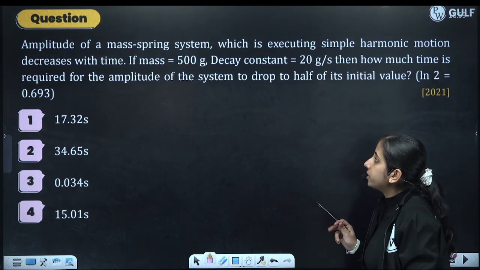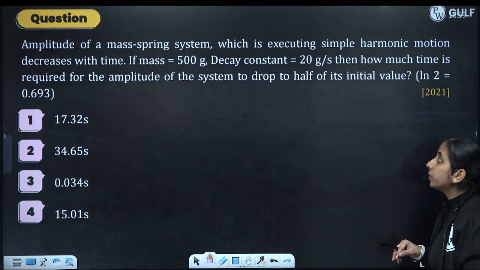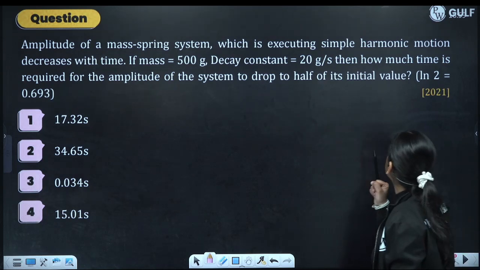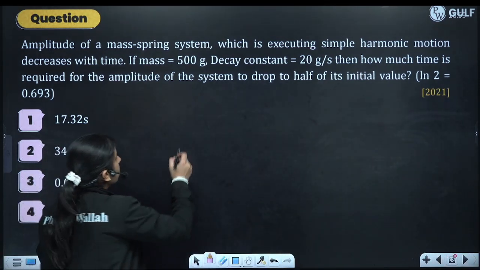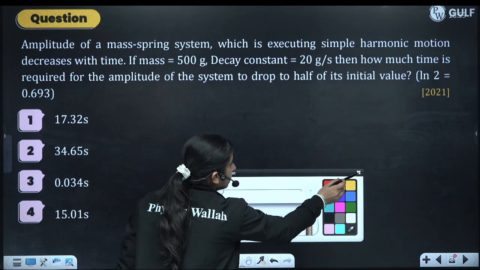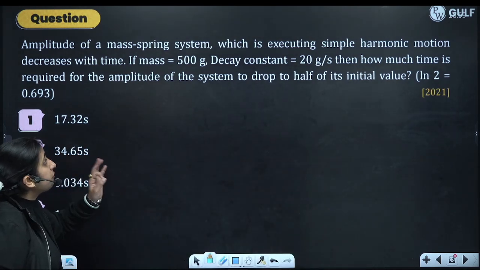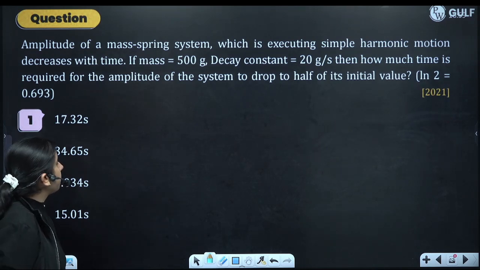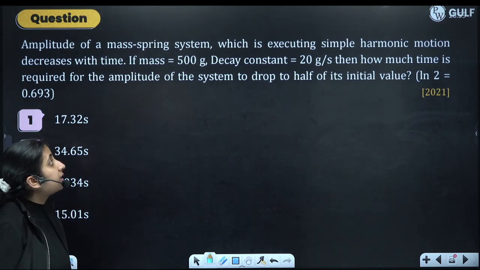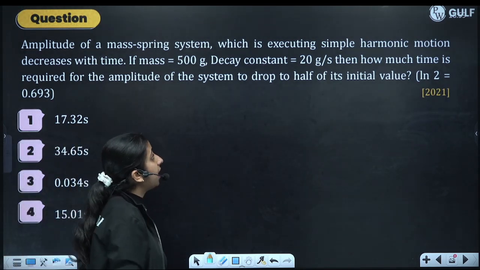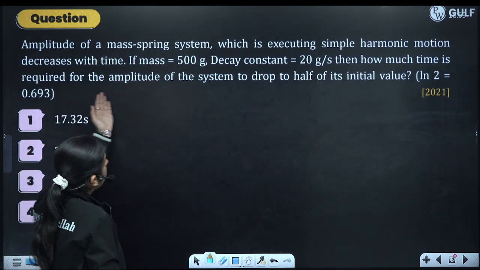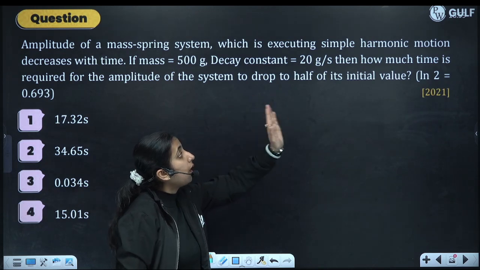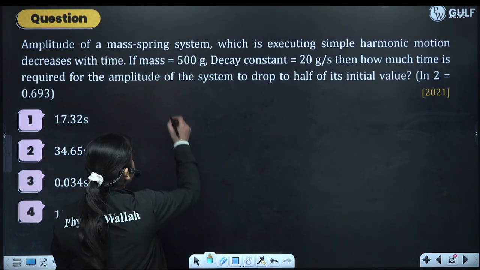Now see next question. Amplitude of a mass spring system which is executing simple harmonic motion decreases with time. It means it is damped. It is a damped oscillation. If mass is 500 gram, and decay constant, that is b, is given as 20 gram per second, then how much time is required for the amplitude of the system to drop to half of its initial value?